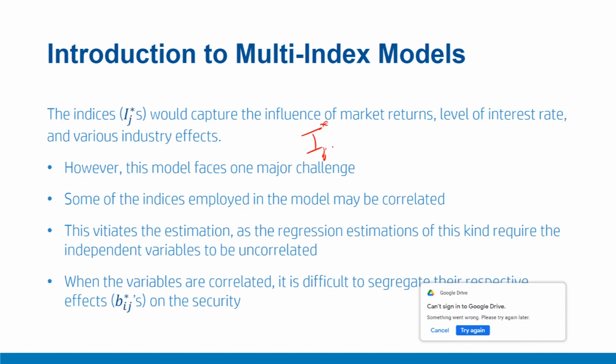While a model of this kind is often employed in the literature, it faces one major challenge. Some of the indices employed in the model may be correlated. This vitiates the estimation, as regression estimations of this kind require all the independent variables, like I1 star, I2 star and so on, to be uncorrelated. However, when the variables are correlated, it is difficult to segregate their respective effects, that is Bij stars, on the security.